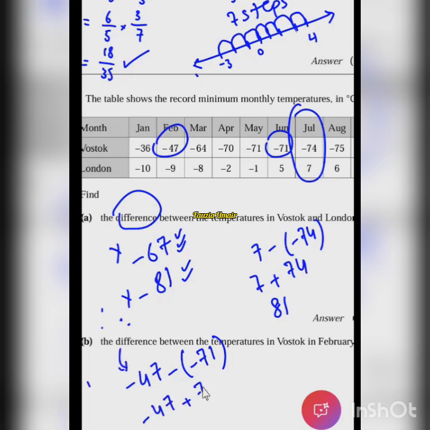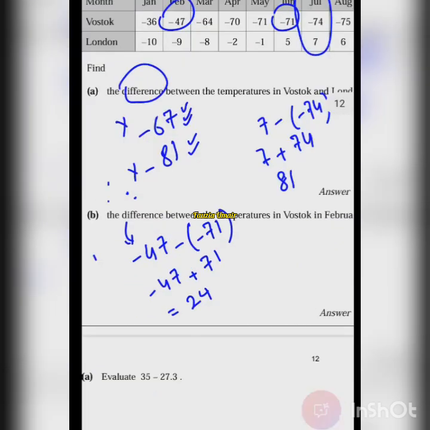-47 plus 71. And the answer would be? 24. So अगर दूसरे सेंस में मैं आपको कहूँ तो -47 and -71 are 24 steps apart from each other on the number line. All right. So that is what it means. So moving on to next question.